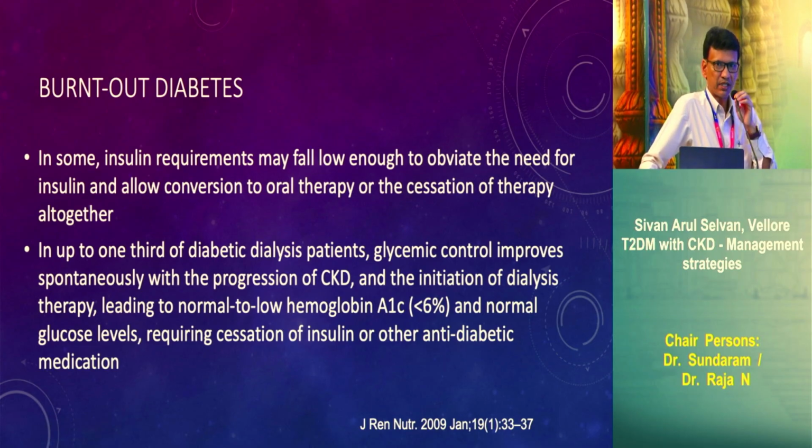Sometimes the patient may end up with no treatment at all. That's termed burnt out diabetes. Everybody must have seen, in a patient with CKD stage 5 or a patient on dialysis, they may not need any treatment at all. You cannot say it is cured, the biological diabetes is there, but because of the progressive fall in GFR and excessive insulin persistence in the body, they may not require treatment at all.